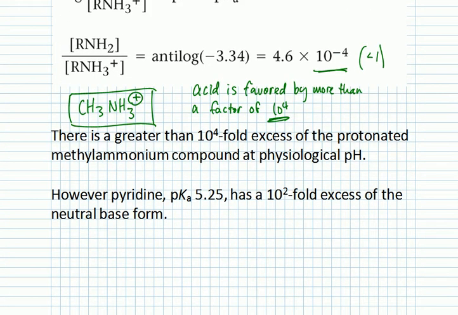It turns out that pyridine, though, its pKa is 5.25. If I'm at physiological pH, I'm more basic than that. So it'll have a 100-fold, 10 to the 2-fold excess of the neutral base form. So remember I said what pyridine is. It's like benzene just with nitrogen. Here's pyridinium. Okay. The neutral pyridine will be favored at physiologic pH.